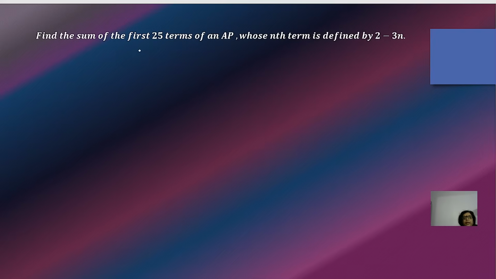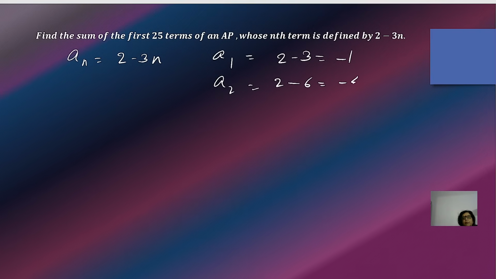Next question is find the sum of the first 25 terms of an AP whose nth term is defined by 2 minus 3n. So a_n is defined as 2 minus 3n. That means we can get the value of any particular term by putting the term number in place of n. So a1 becomes 2 minus 3, that is minus 1. A2 will be equal to 2 minus 6, that will be minus 4.